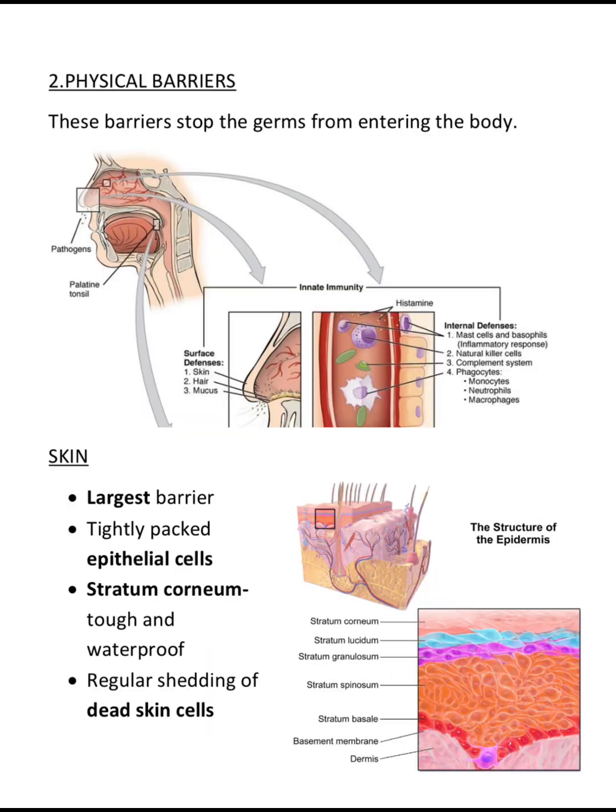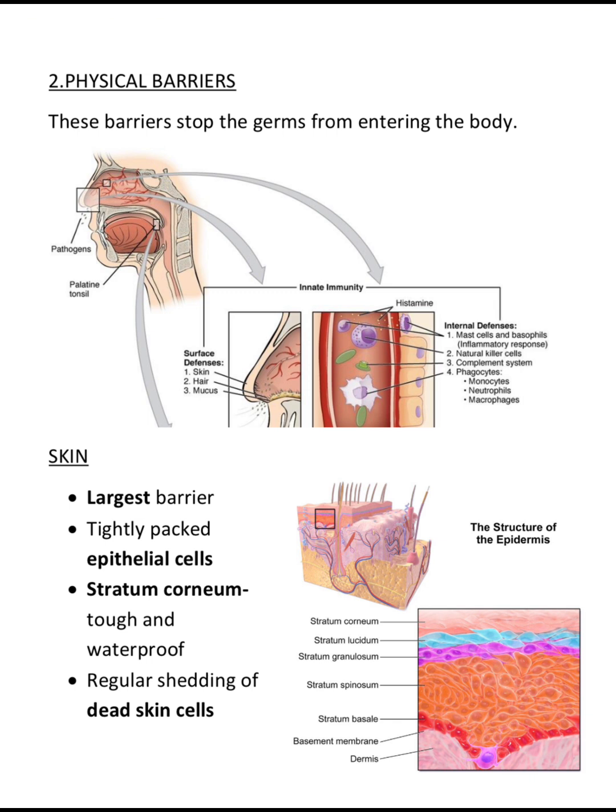Physical barriers. Physical barriers are our body's first line of defense against invading pathogens. These barriers stop the germs from entering the body. So we could say that they act as mechanical obstacles and prevent the entry of microbes into the body. Now these barriers are always present and working.